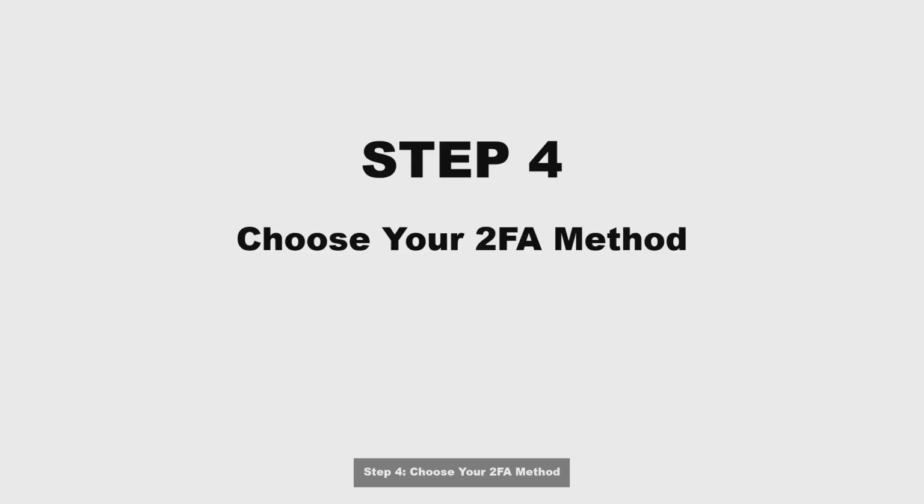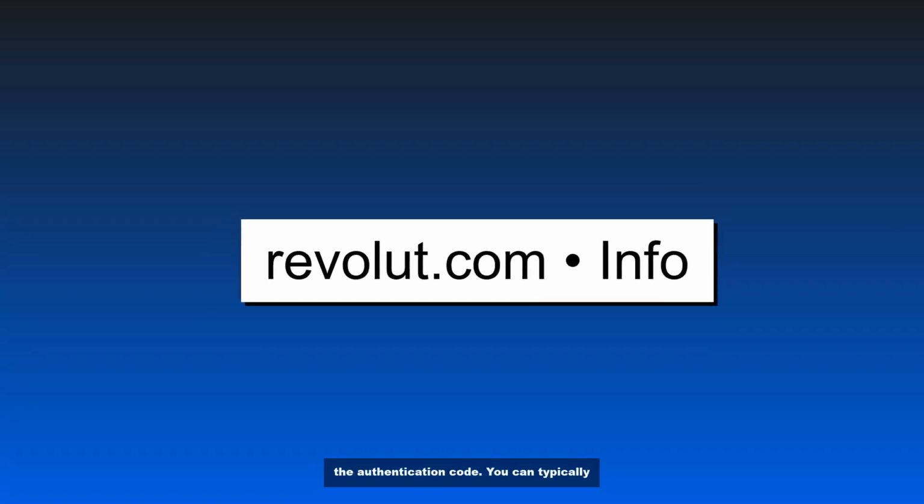Step 4. Choose your 2FA method. Select your preferred method for receiving the authentication code. You can typically choose between SMS or an authenticator app. Follow the prompts to set it up.